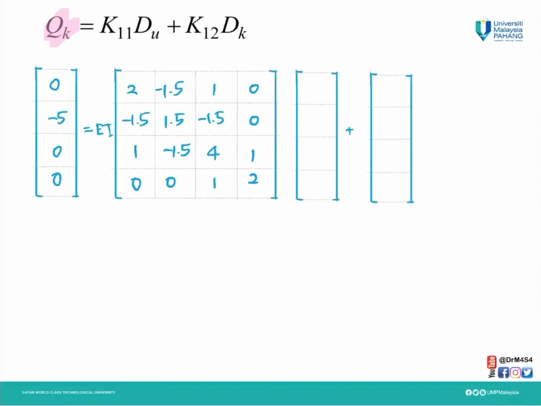So this one is D1, D2, D3, D4. And for this one, we know our decay is 0. Automatically, the value for this matrix is 0, 0, 0. From here, we can get 4 equations and 4 unknowns. Therefore, you can use simultaneous equations to solve and find what is D1, D2, D3, and D4.